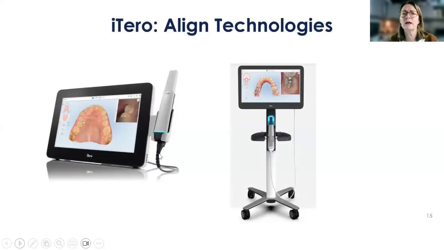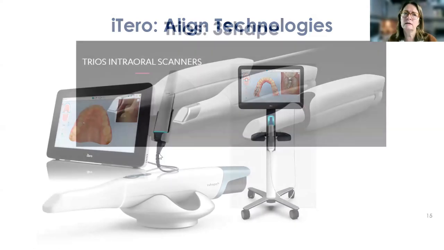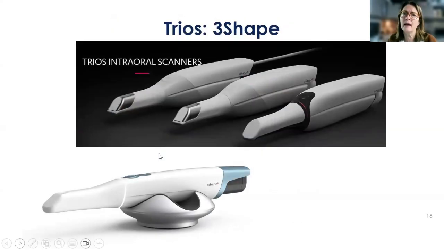So a couple examples of different scanners and what they look like. So this is iTero from Align Technologies. And then we have the Trios from 3Shape. And notice most companies today have many different platforms, right? So they typically have at least 3 different platform choices for you. And it's often derived by a good, better, best sort of scenario as far as what you want to be able to use the scanner for.